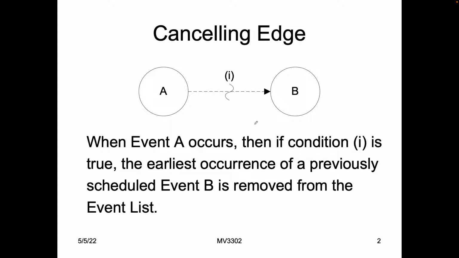So what a canceling edge does, it operates like this: it always happens as a result of some event, because events are really the only things that happen in this world. And so this is the canonical way of looking at it. And when this event A occurs, then we have a Boolean condition as well.